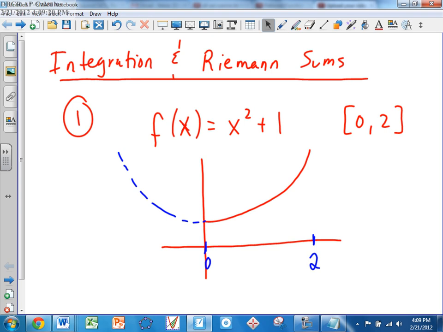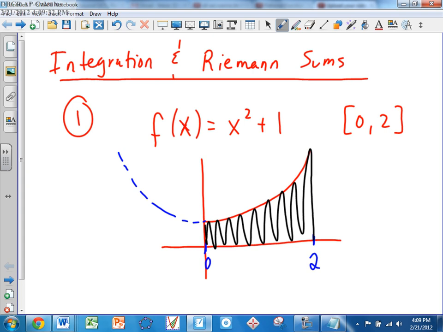Yes, your range will be restricted as a result of this. Sure, but we are only concerned about this. So what we're trying to figure out is what is the area underneath this curve. And whenever I say underneath, I really mean between the curve and the x-axis.